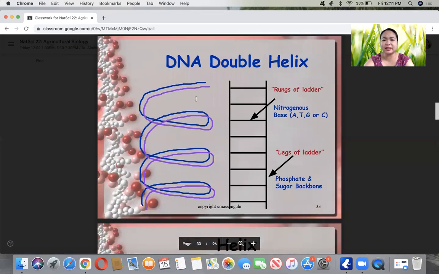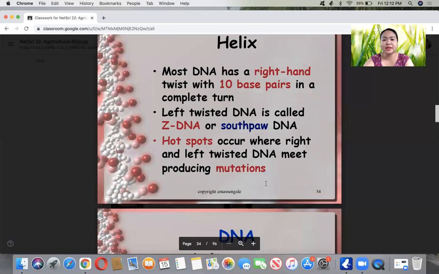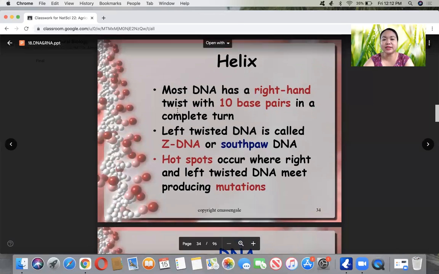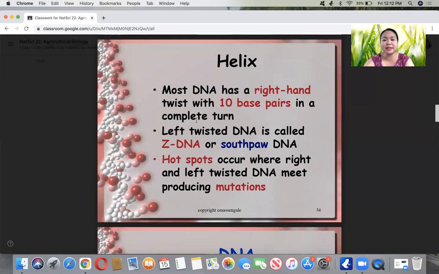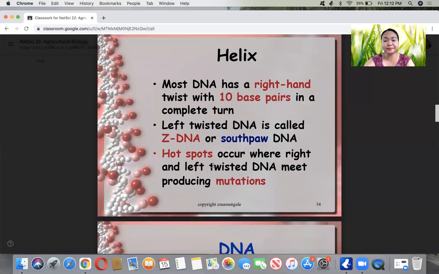So again, this is a DNA double helix, with the rungs of the ladder being the nitrogen bases A, T, G, C, and the legs of the ladder being the phosphate and sugar backbone. The helix in most DNA has a right-hand twist with 10 base pairs in a complete turn, while left-twisted DNA is called Z-DNA or southpaw DNA. Hotspots occur where right and left twisted DNA meet, producing mutations.